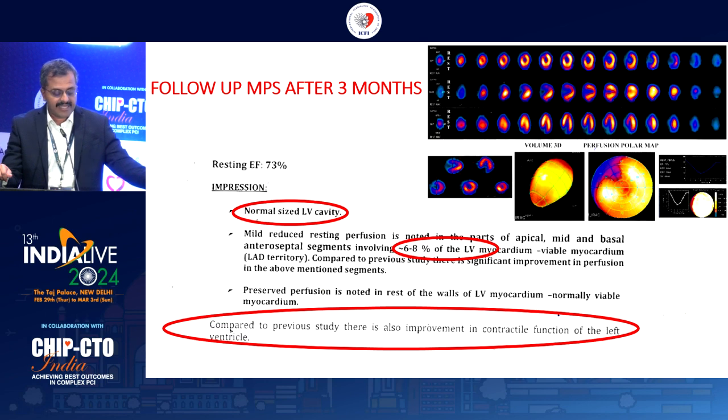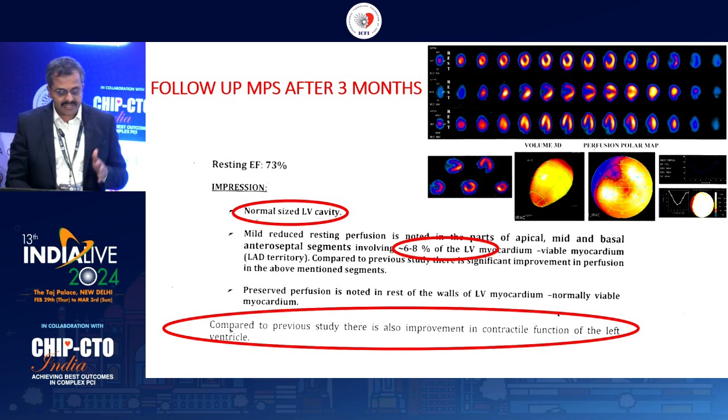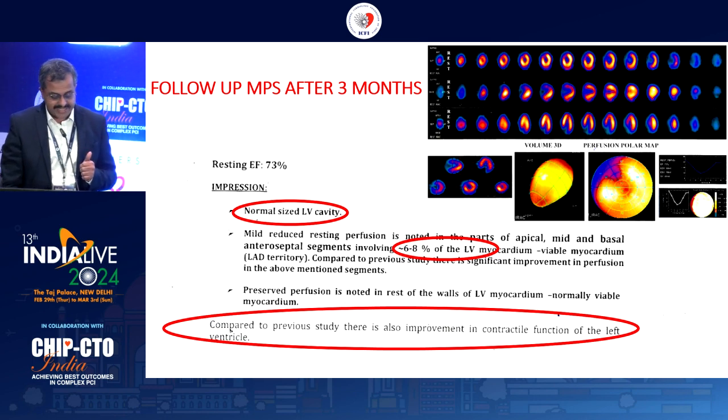The perfusion scan says that the LV dilatation has come down. The perfusion defect has reduced down to just 6% myocardium now, and compared to the previous study, there's significant improvement in the contractility of the left ventricle.